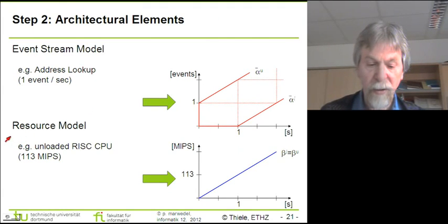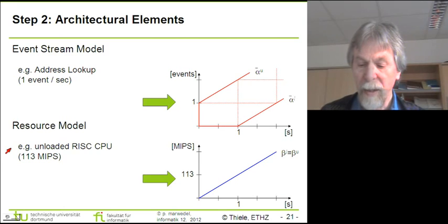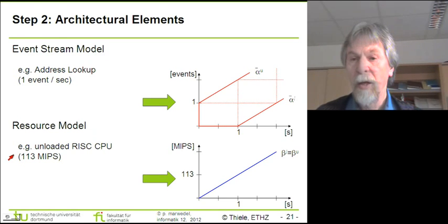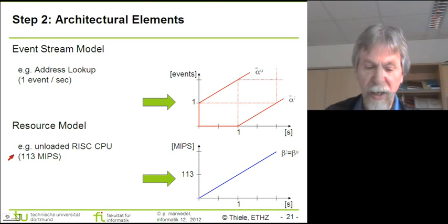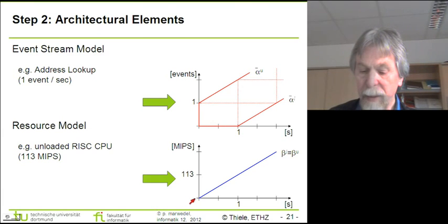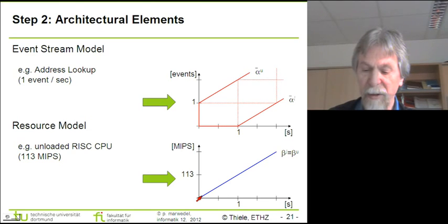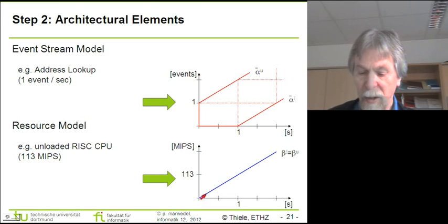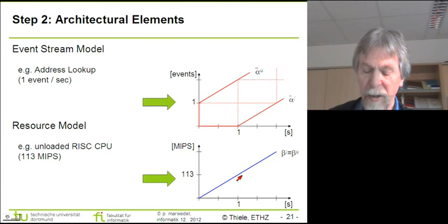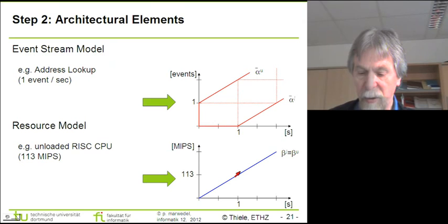Then we can also consider the resource model. In this case, we use a very much simplified resource model where we assume that we have a single RISC CPU which executes instructions at a constant rate. And since the rate is constant, the upper bound and the lower bound are the same in this case, and this line really depends on the processing power. The angle for this line really depends on the processing power of that processor that we're using.